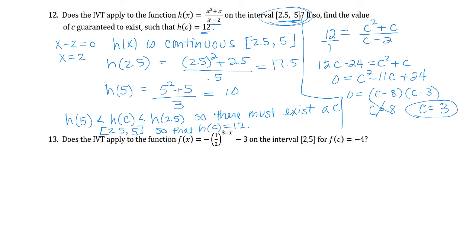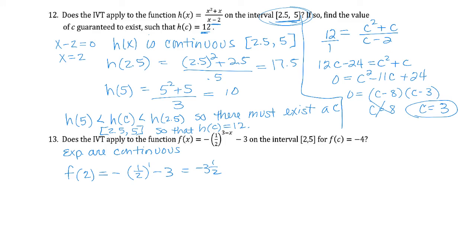All right, last problem on this homework assignment. Again, same process. Does the intermediate value theorem apply to this function on the interval from 2 to 5? Now you have an exponential function, and exponential functions are continuous everywhere. Okay, so let's go ahead and find what is the value for f at 2. So f at 2 is going to be negative 1/2 raised to the first, minus 3. So that's going to give me negative 3.5.